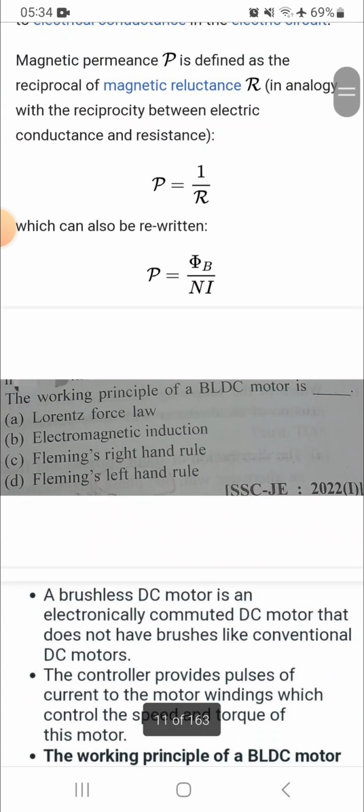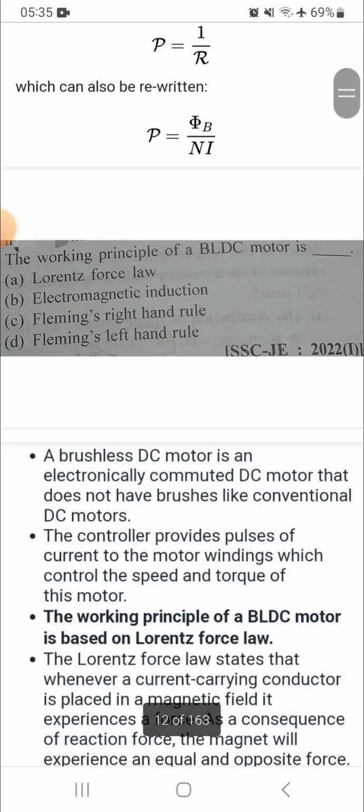Next one, the working principle of the BLDC motor is Lorentz force law, electromagnetic induction, Fleming's right hand rule and Fleming's left hand rule. The working principle of the BLDC motor is based on the Lorentz force law. Option A is the right answer.